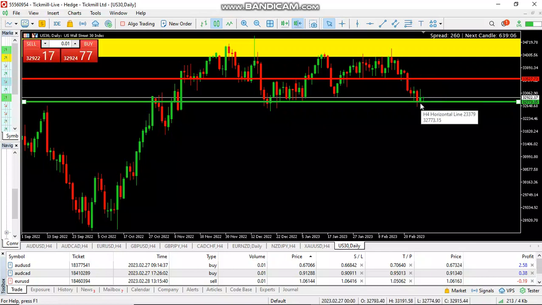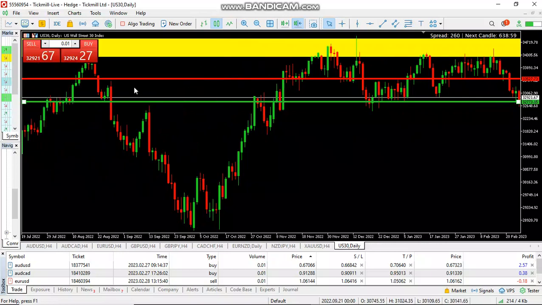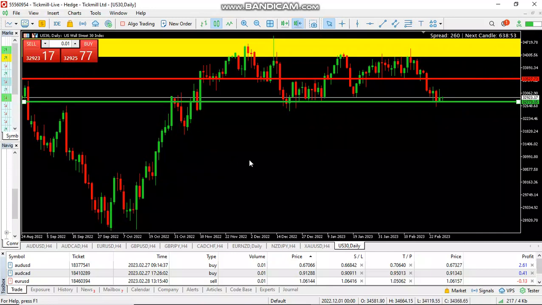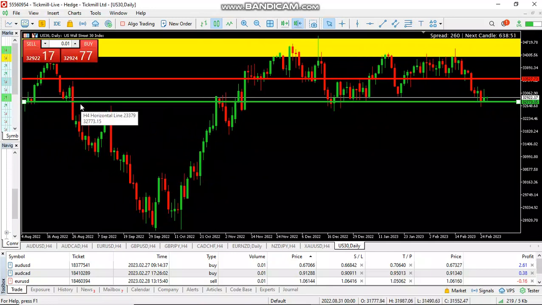So I'm waiting for this price action to actually break through this level of support, come back for a retest, and then I'll jump in for a sell position. I'm waiting for this to happen here as well, for it to break through, come back for a retest, and then I'll jump into it. Once I start seeing some rejection, I will definitely jump in for a sell.